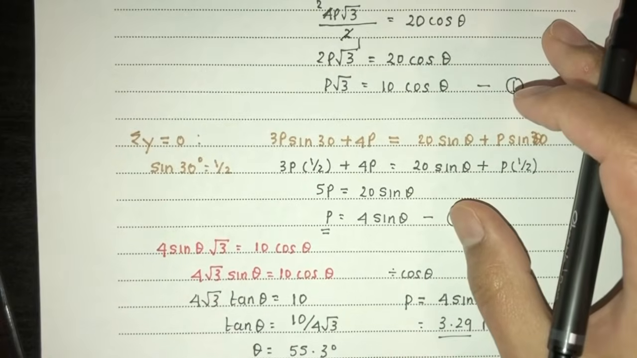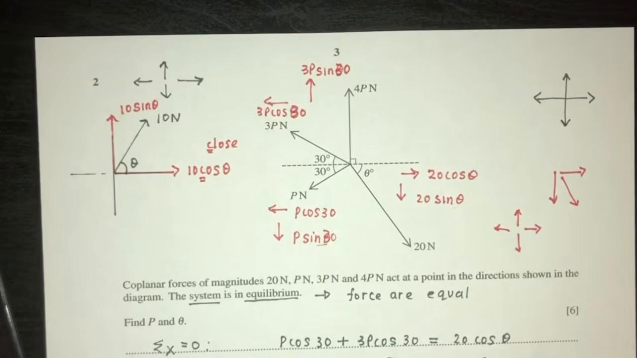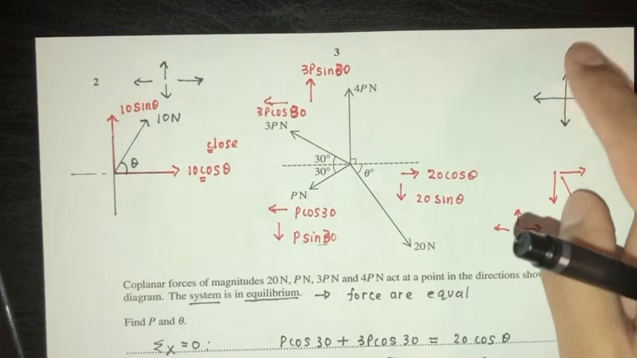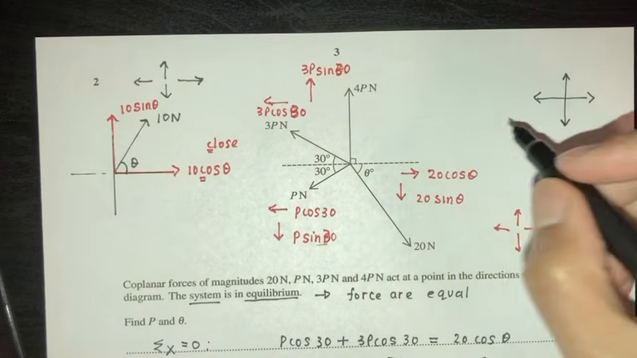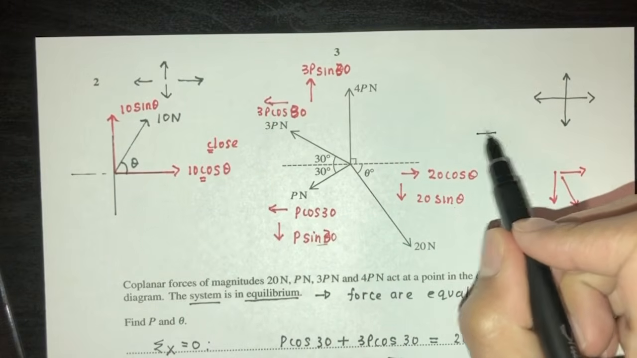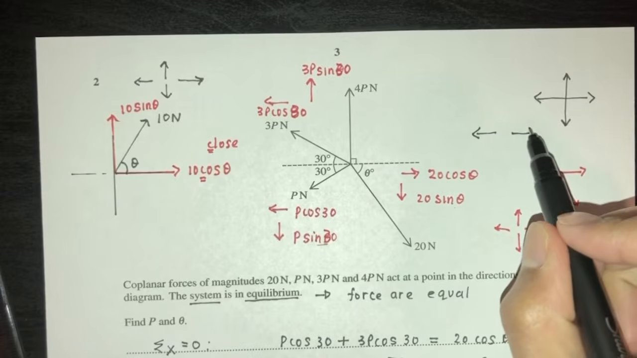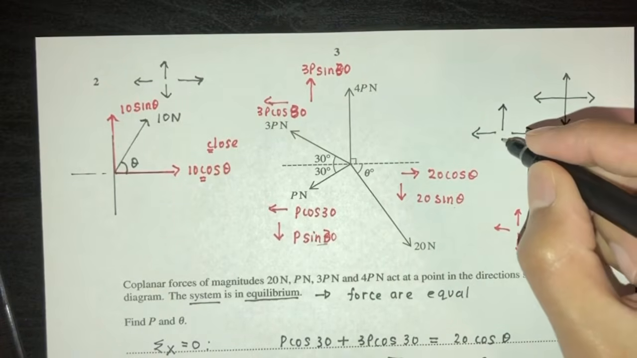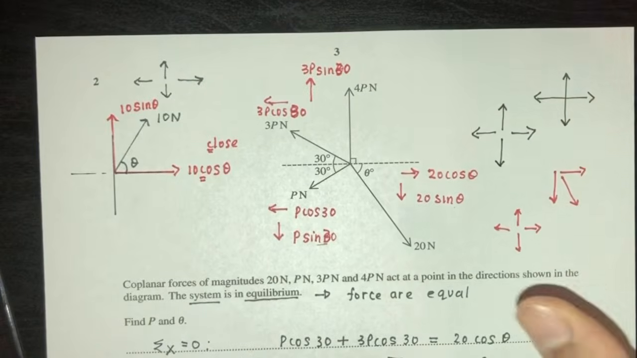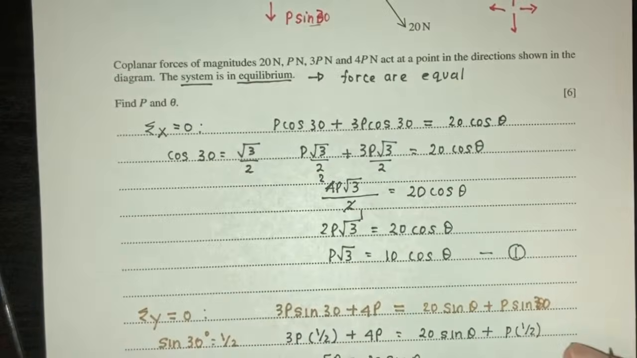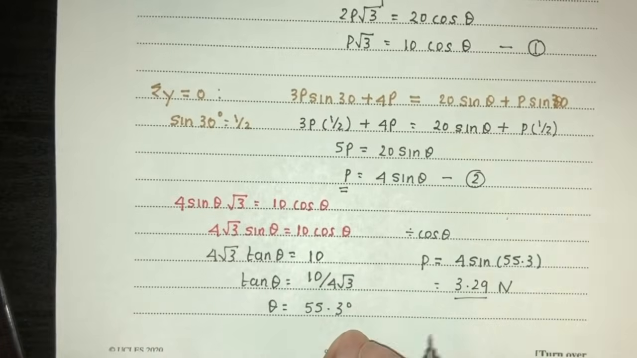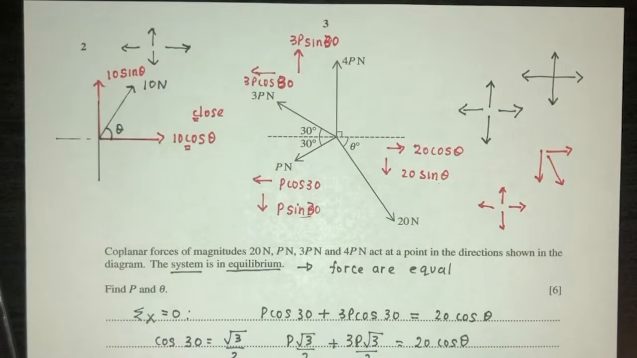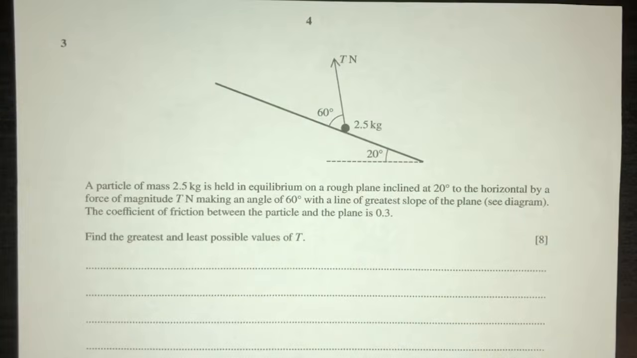But the main point in this question is you have to know how to break down your forces into their components, which is only in those directions, and then you have to equate, saying that all the forces on the left are equal to all the forces on the right, and all the forces on the top are equal to all the forces at the bottom. By doing that, we can form these 2 equations and then solve simultaneously to find those 2 answers. And that will be your question number 2. Now let's move on to question number 3.